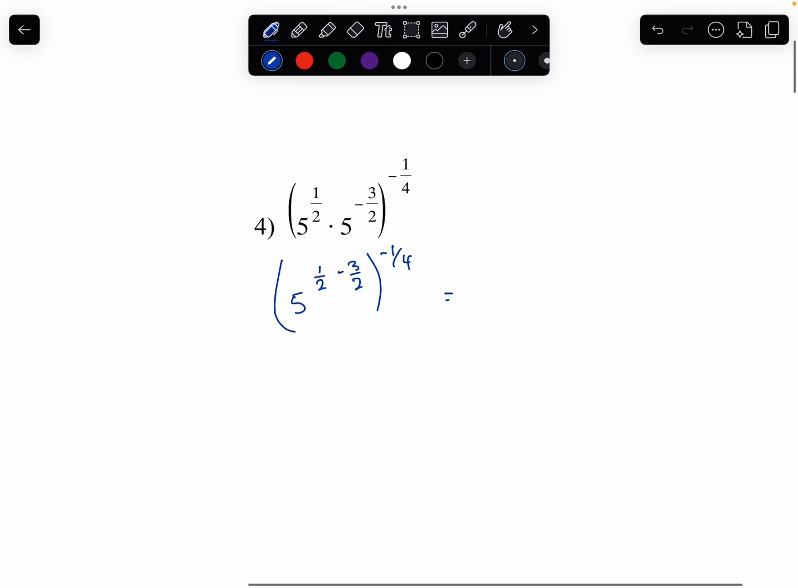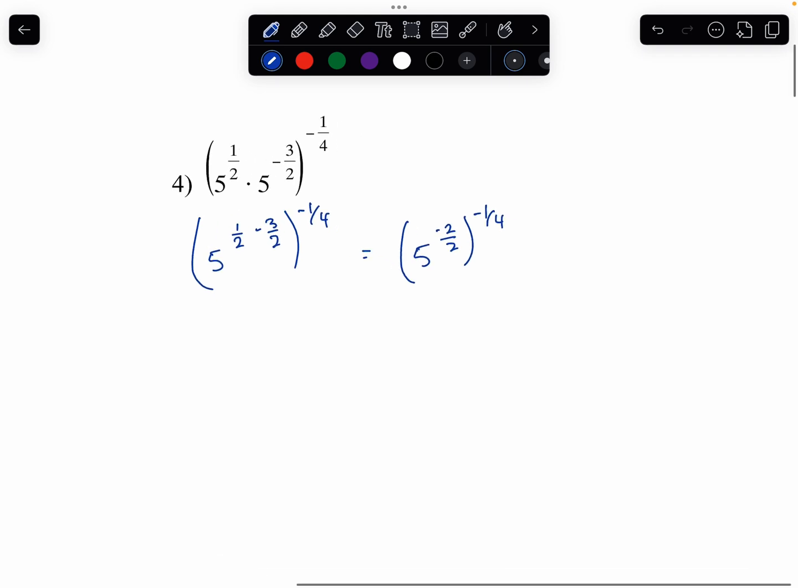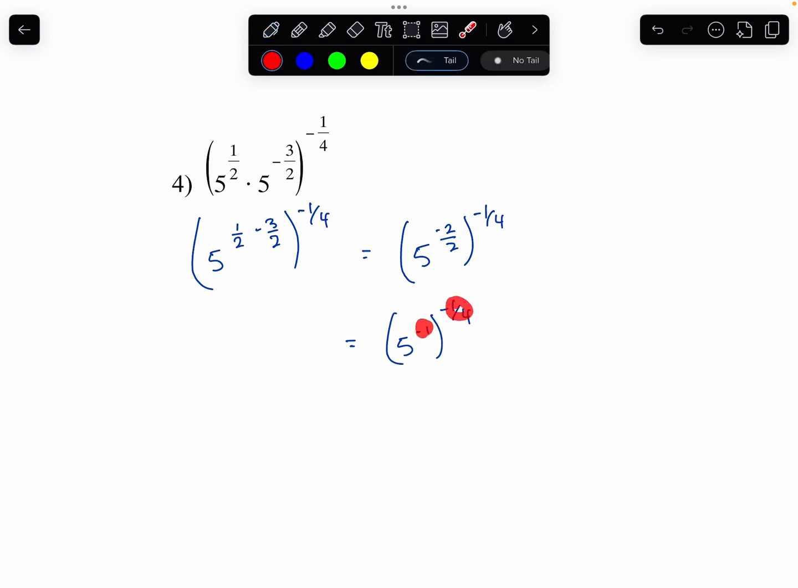And then, when I add these right here, they have the same denominator, so 1 minus 3 is going to be negative 2/2, raised to the negative 1/4. Okay, and that's going to be equal to 5 to the negative 1, to the negative 1/4. And now I can multiply these powers. So that's going to be equal to 5 to the 1/4.